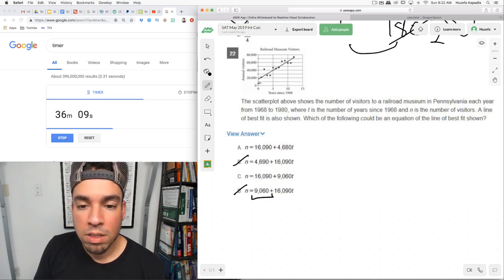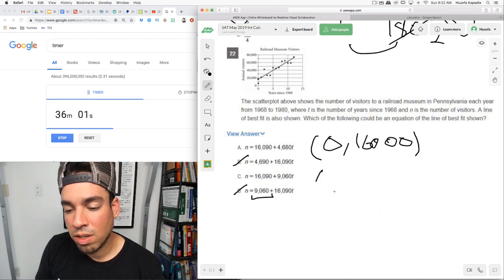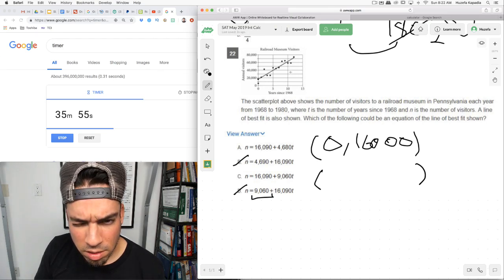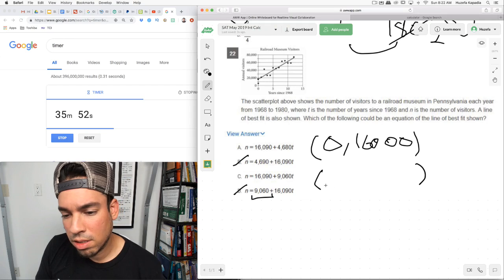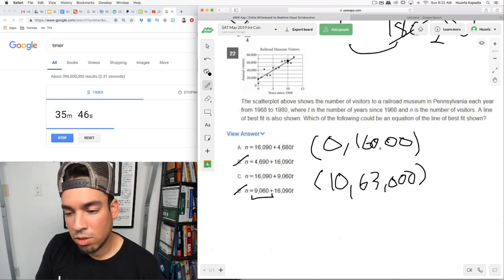Let's take 2 nice points. We're going from 0, 16,000, right? Approximately. These are just approximate values. 2, let's choose this point. 10 and 60, let's say 63,000. That's this point right there that I chose. It's got to be on the line.